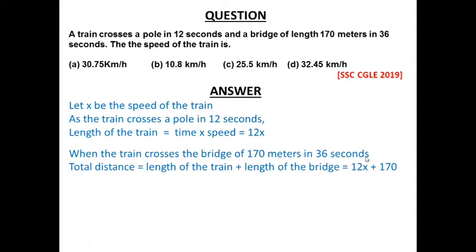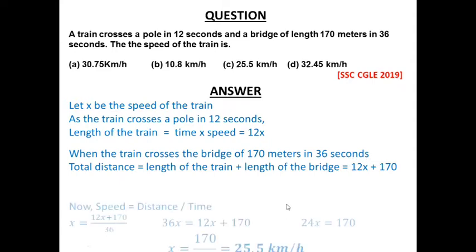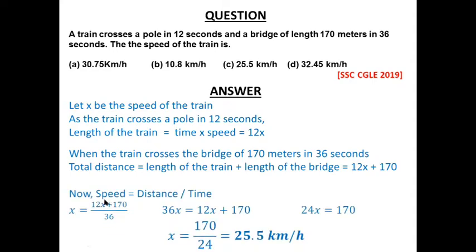Now we need to find out what x is. x is the speed, and speed is equal to distance by time. The total distance covered is 12x plus 170, and the time taken is 36 seconds. So speed x equals 12x plus 170 divided by 36. When you cross multiply here, 36x equals 12x plus 170.